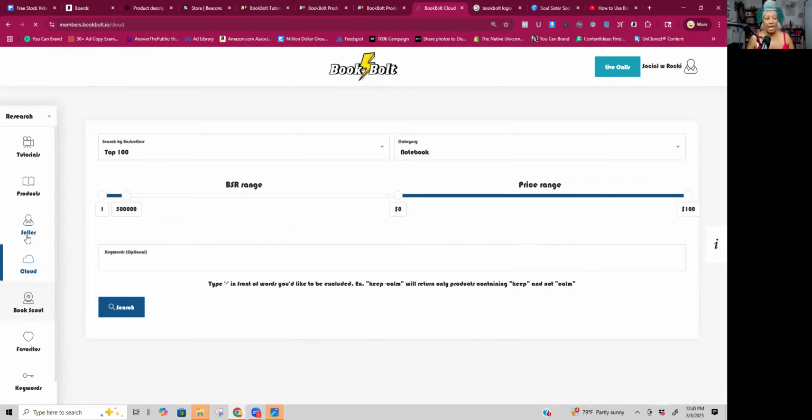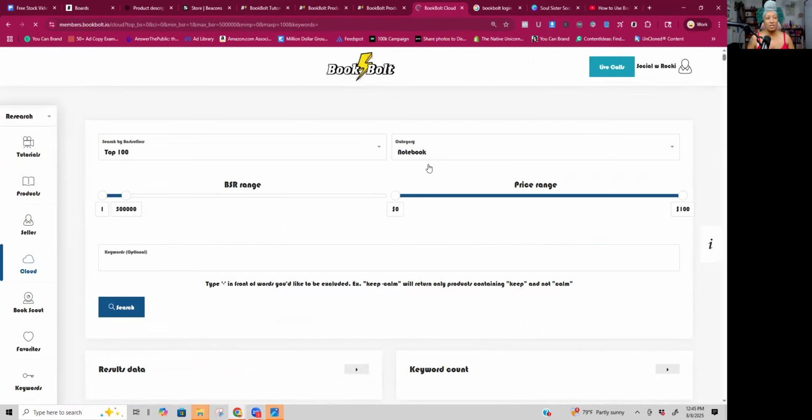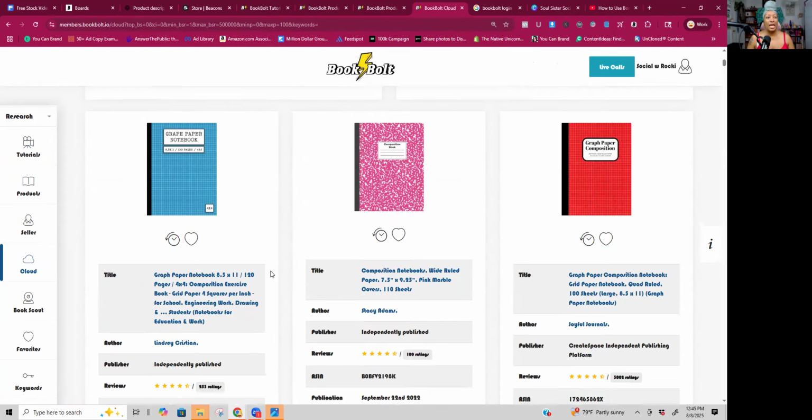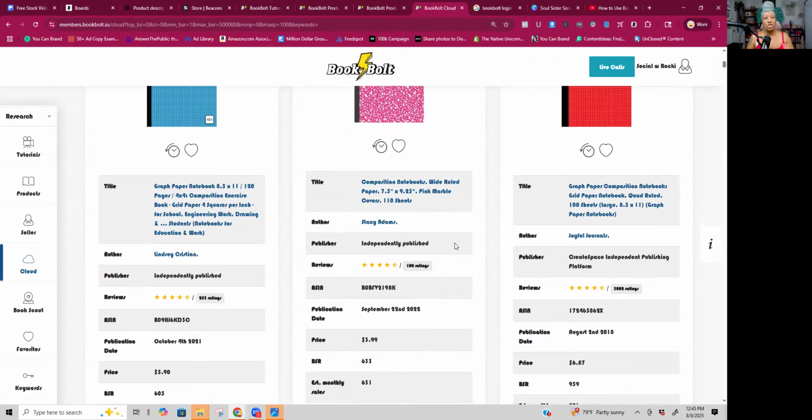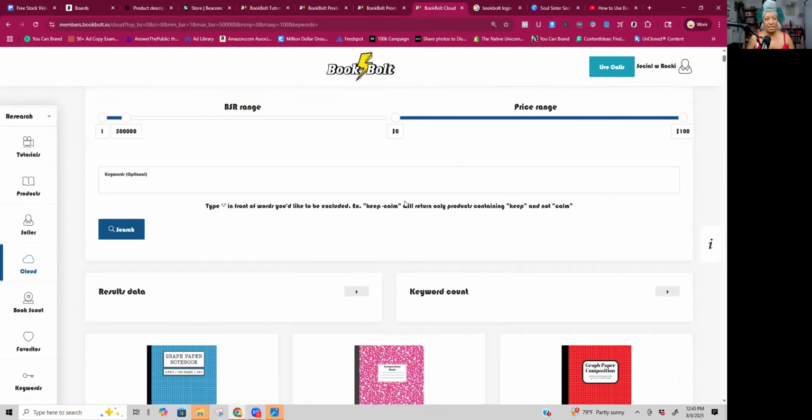Your category area on the left-hand side is going to look up all of the ranges and what is in the top 100 within the different categories. So this is notebook. We have 100 here, and it's showing you what these notebooks look like and what is really selling. Okay. So BSR's, best sales rank, as well.